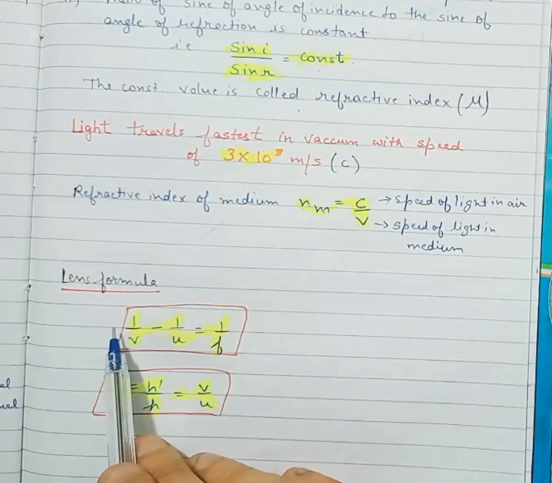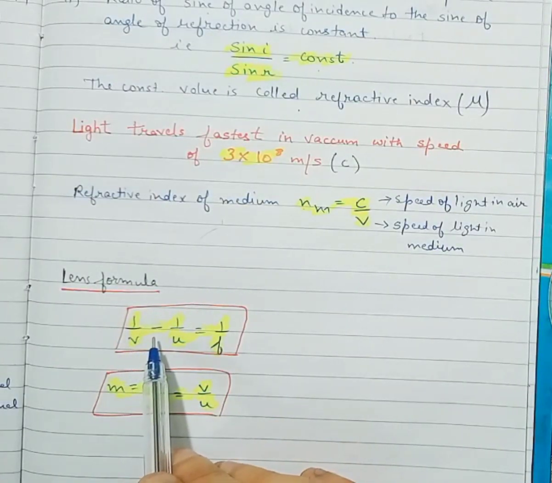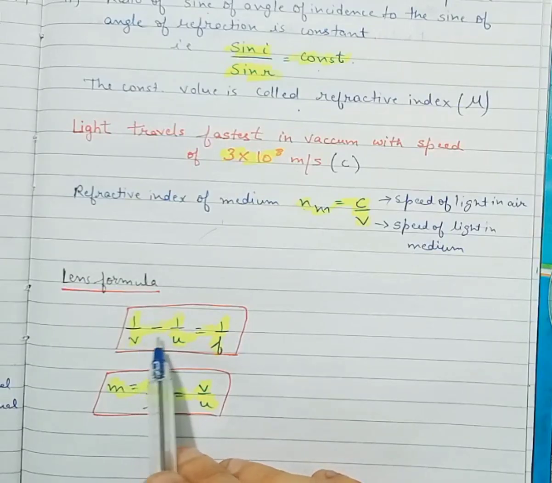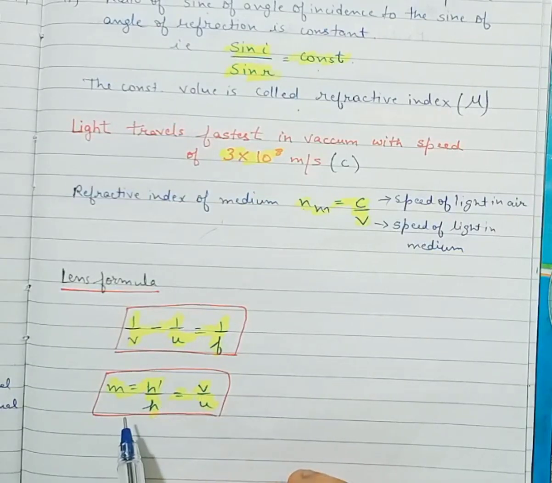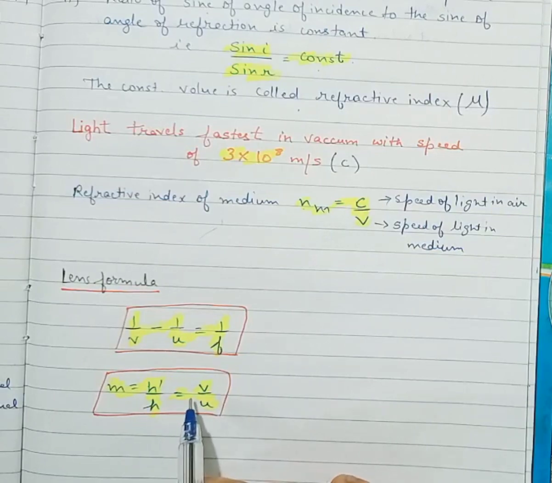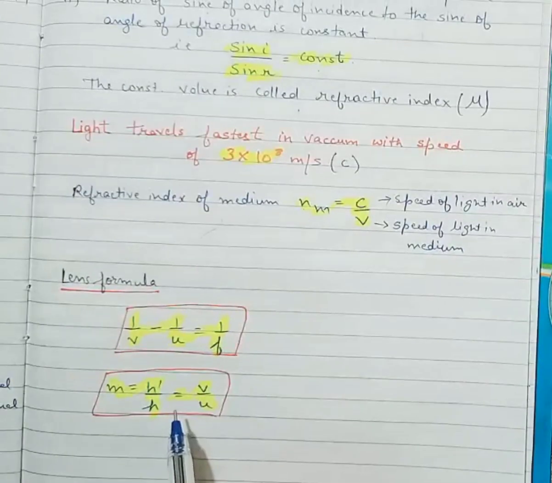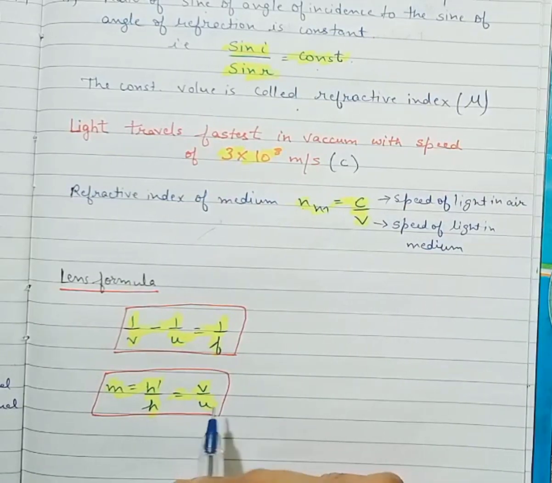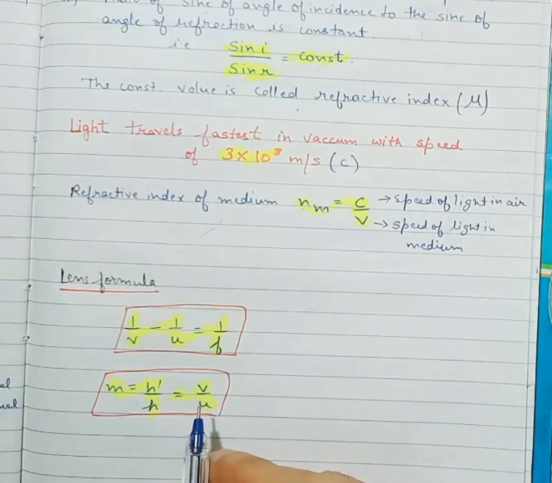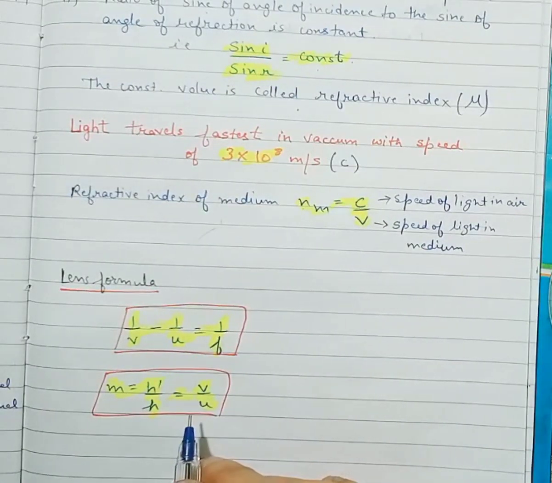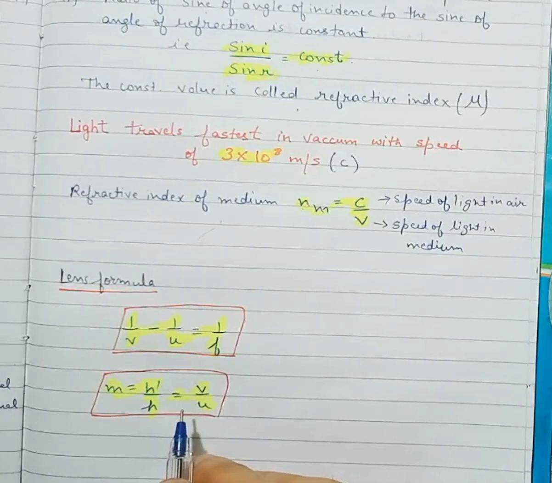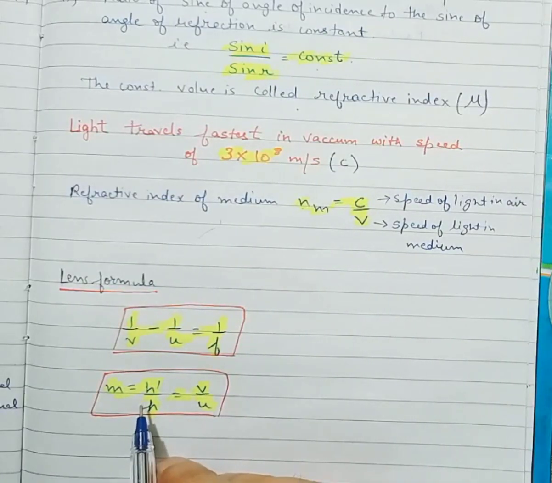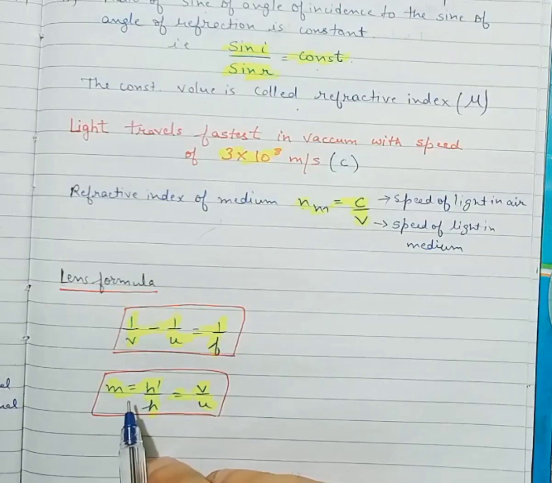Like the mirror formula, there is also a lens formula. In the lens formula, the sign between 1 by V and 1 by U changes to minus. And the sign of magnification: in the mirror formula, the minus value indicates the real image, but here in the lens formula the image is virtual. But in some cases the image is formed real also, and the height relationship for magnification is the same.